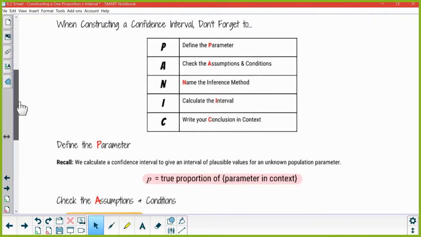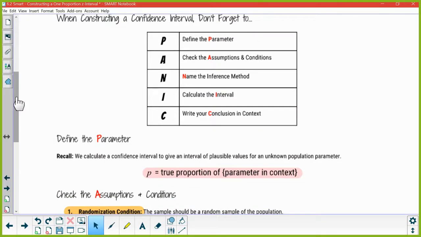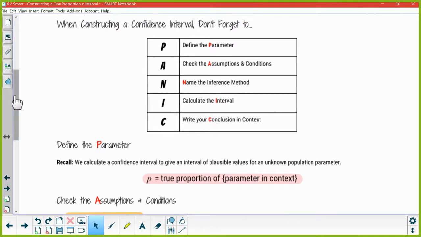pretty nicely because the way we try to help you remember these steps for calculating a confidence interval is by panicking. PANIC. That's what we use to remember everything that needs to be written down when you are doing a confidence interval. So the first thing you want to do is define the parameter. Remember, the parameter talks about population, so you're either defining P or mu. And in our case for this unit, it's always going to be P.